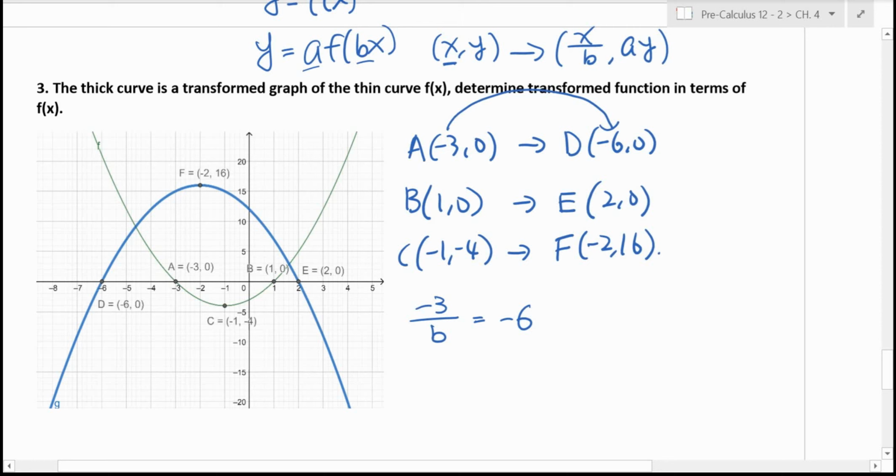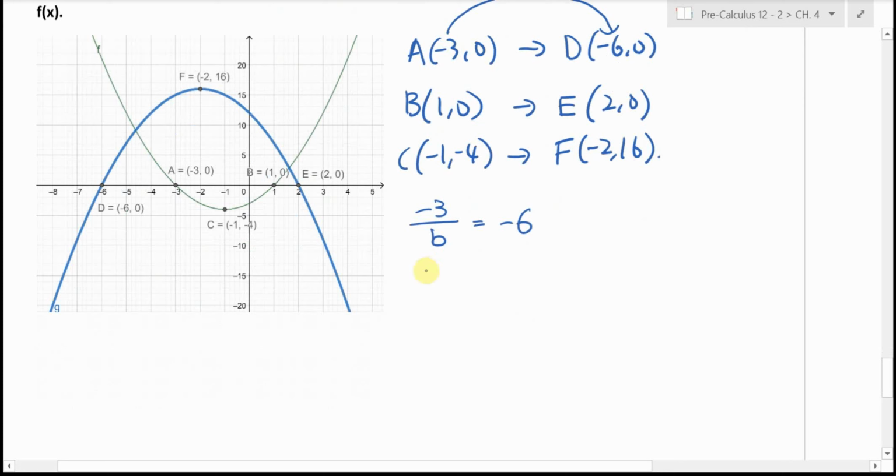Well, that's not too bad. I think we can figure it out. From here, we can simply solve for b. We can cross multiply, put it over 1. So we have -3 times 1, which is -3, equals -6 times b. To solve for b, divide both sides by -6, and you get 1/2. There's the value of b. And you can do something similar for the value of a.